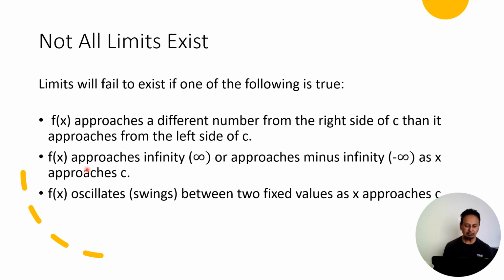The second situation is if f of x approaches infinity, when it increases without bound, or it decreases without bound, becoming minus infinity, as x approaches c. In this situation, the limit does not exist. Third, the function oscillates, swinging between two values as x approaches c, and in this situation, the limit again does not exist. You have to remember these three situations where the limit does not exist.